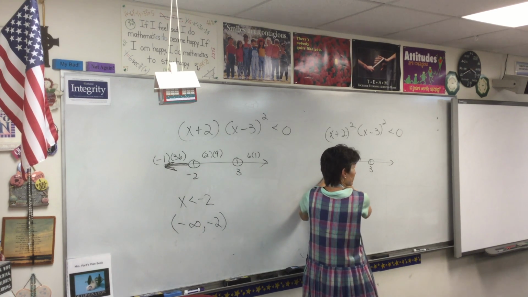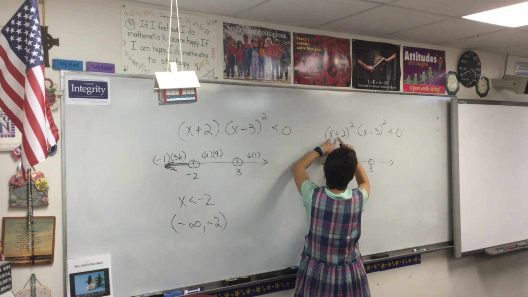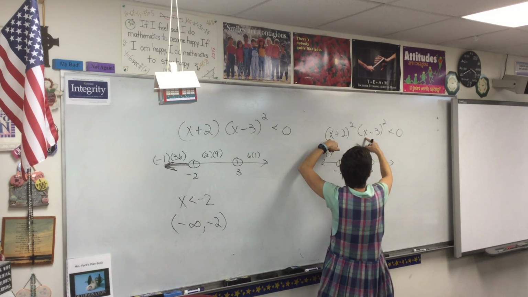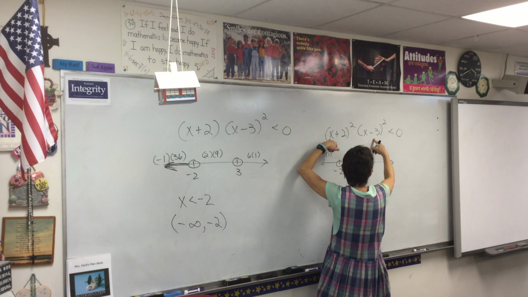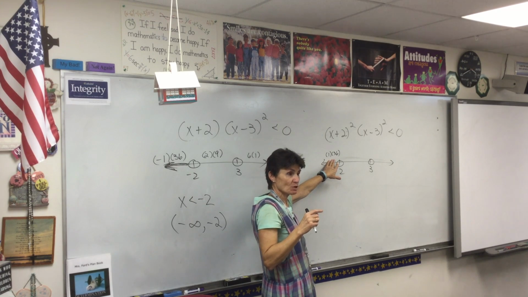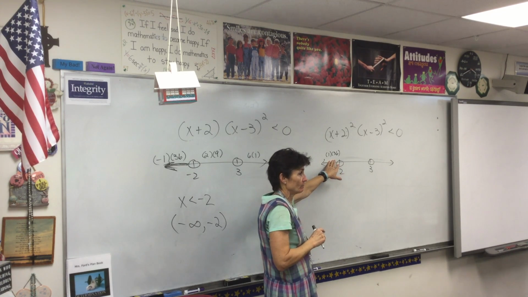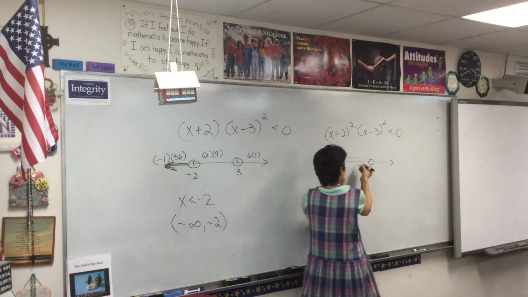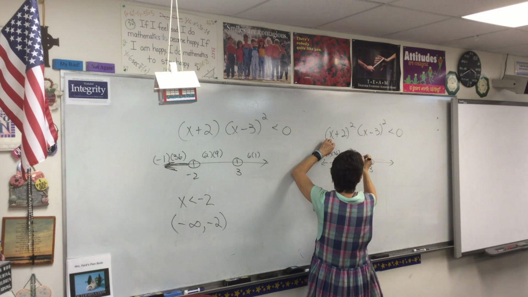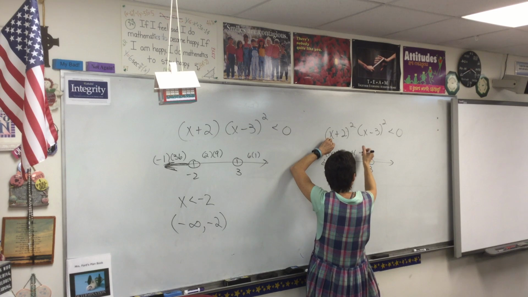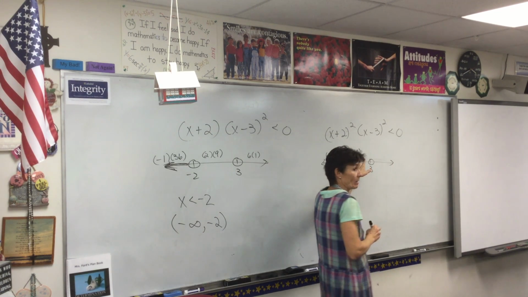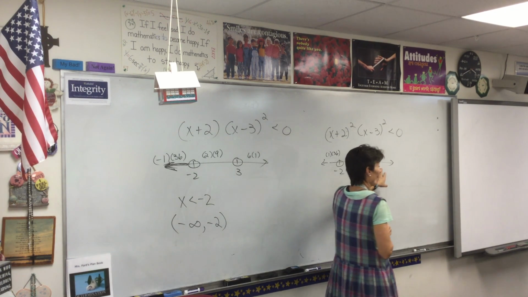Let's put in negative 3. Negative 3 gives me negative 1 squared, which is 1. Negative 3 gives me negative 6 squared, which is 36. Does that work? Does 1 times 36 give me less than 0? No. All right, let's try our 0 again. 0 plus 2 squared is 4. 0 minus 3 squared is 9. Does that give me a number less than 0? No.